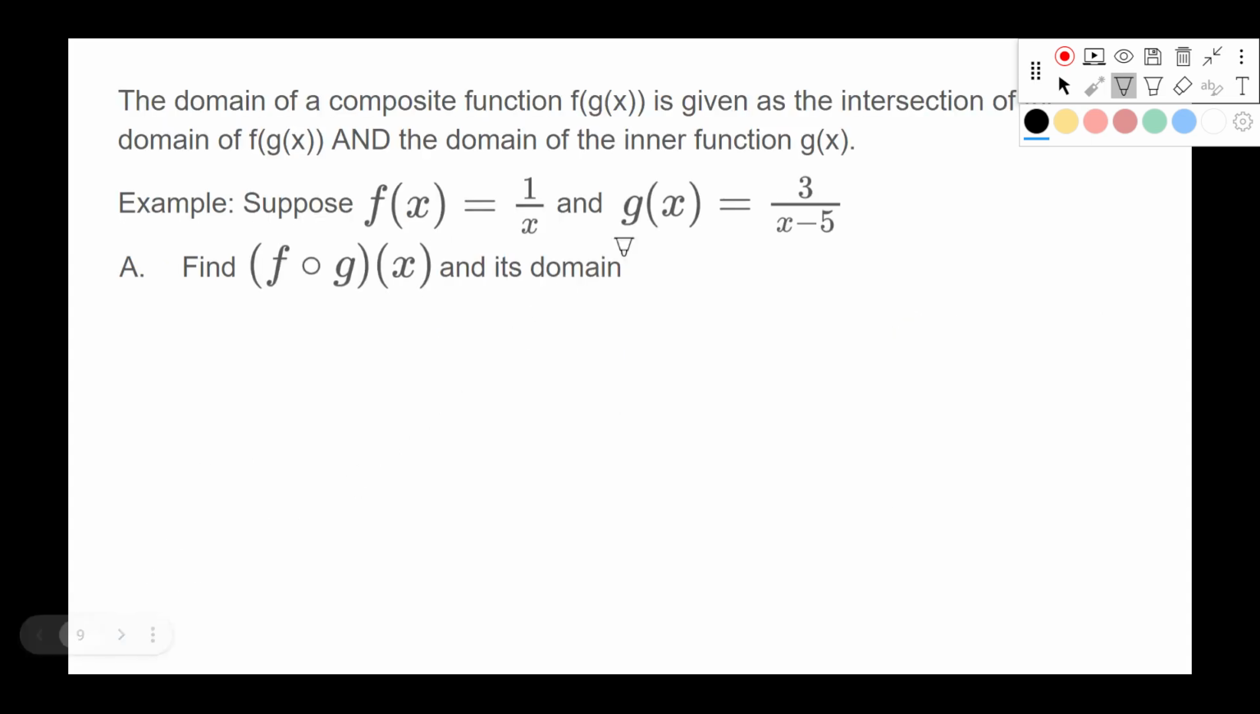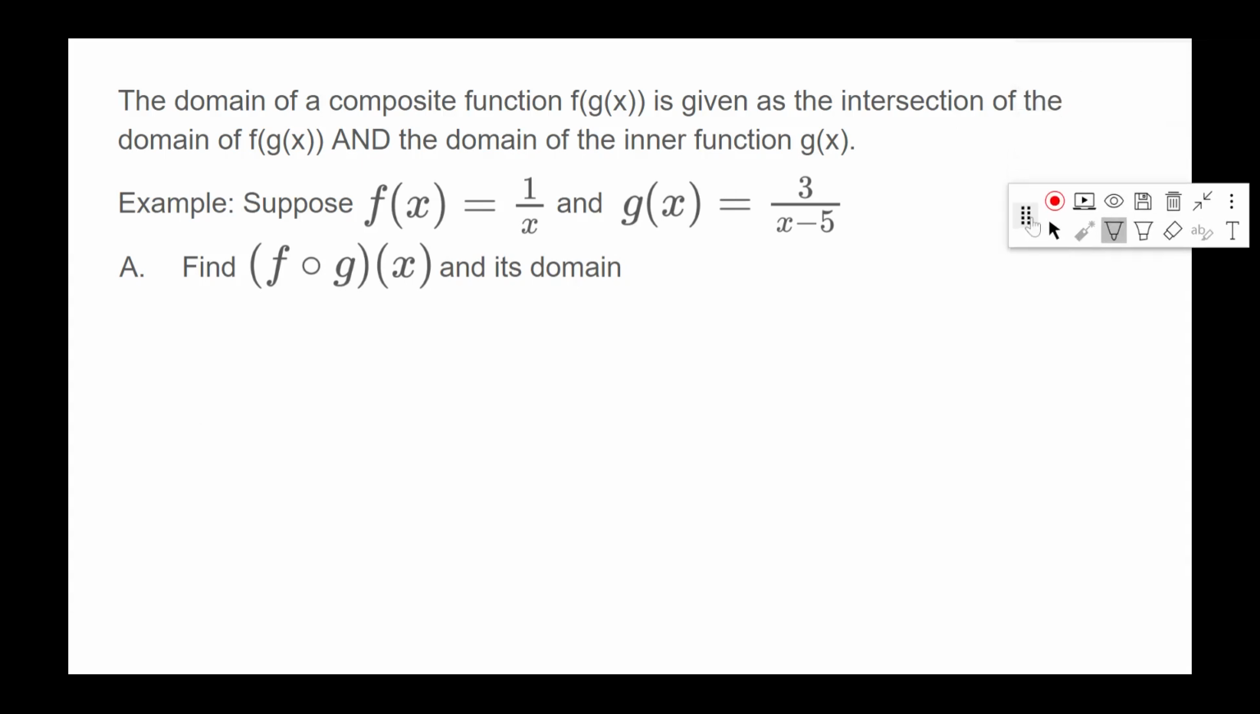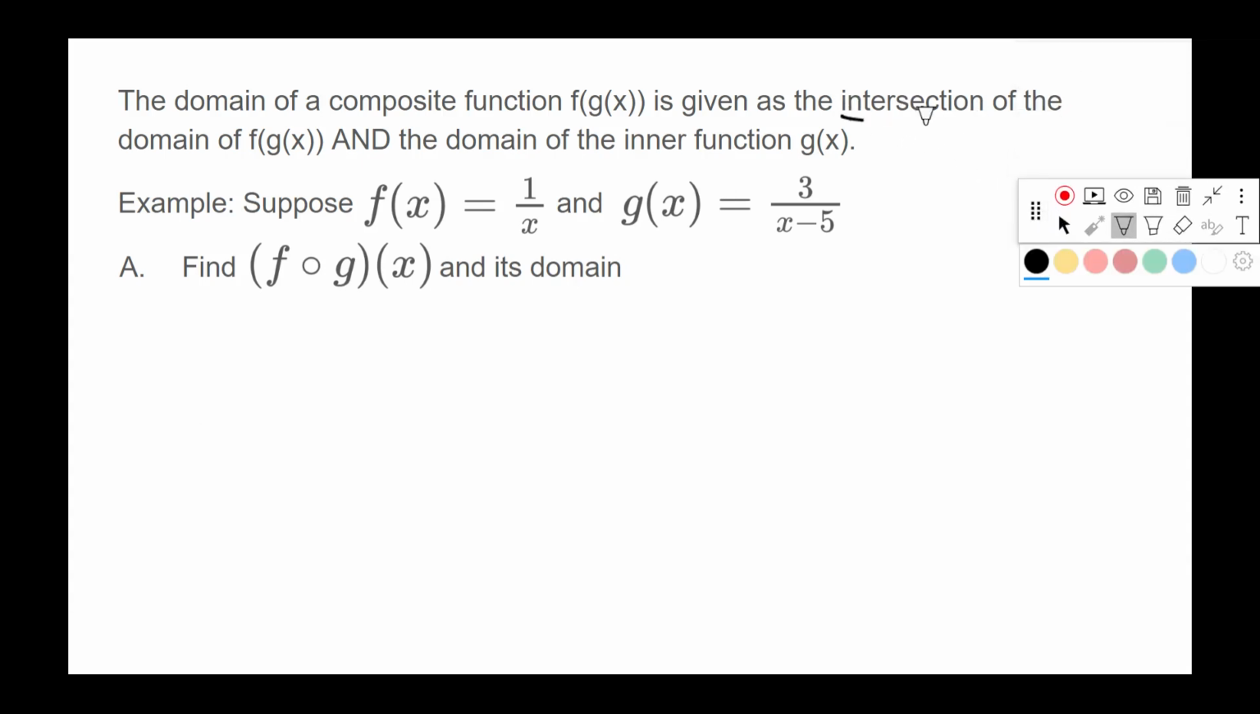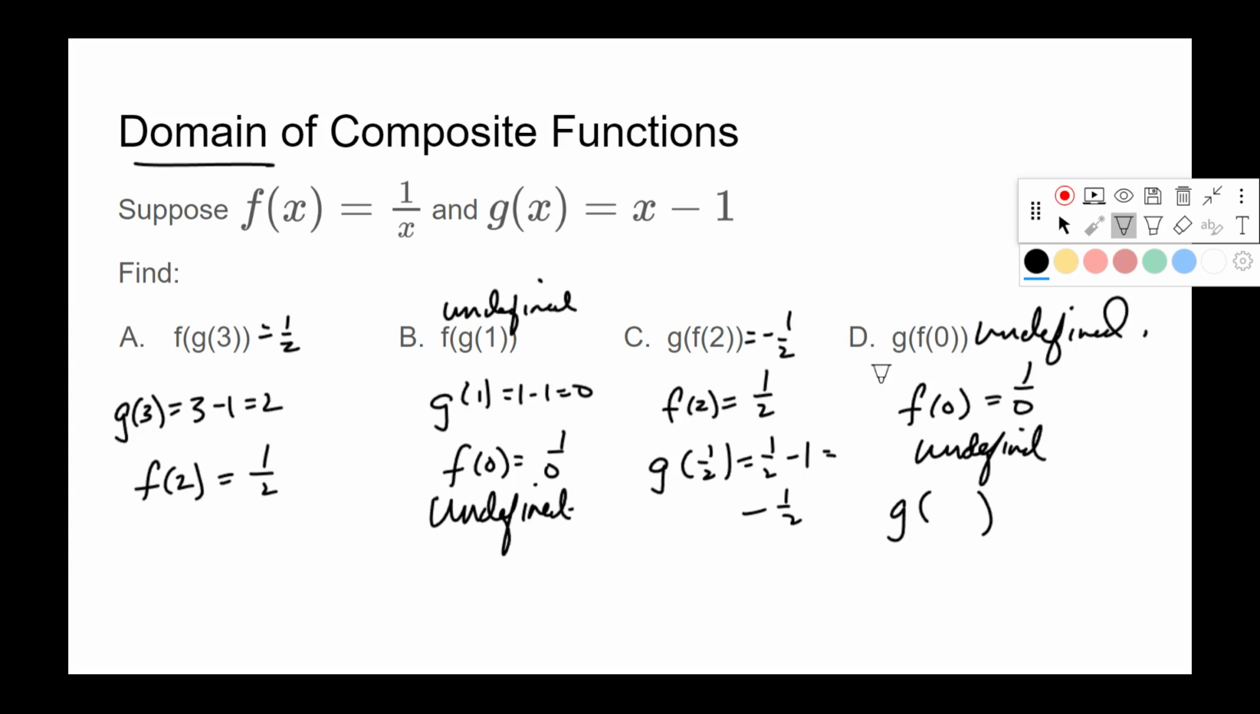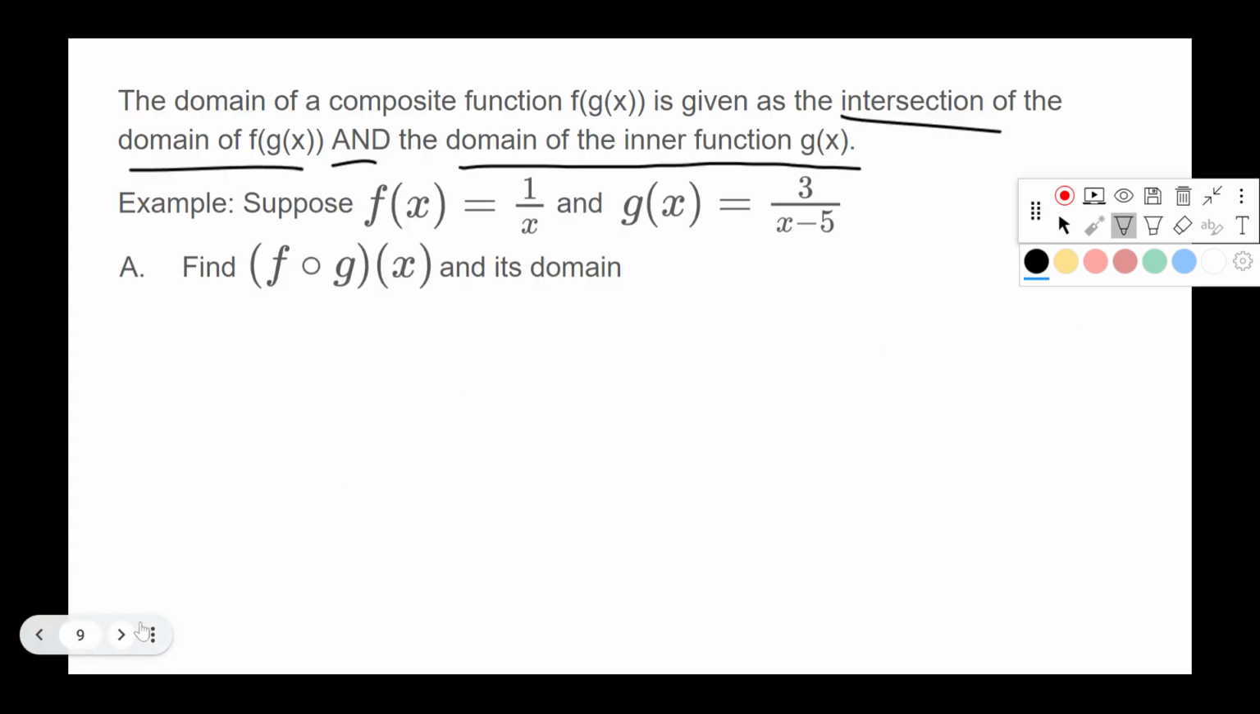Okay, so here we go. The domain of a composite function, f of g of x, is given as the intersection of the domain of f of g of x and the domain of the inner function g of x. So we just saw this a moment ago. To find the domain of a composite function, you actually need 2 different domains. You need to make sure that the value can be plugged into the inside function first, just like we did on the previous slide with g of 0. Remember, f of 0 we couldn't find, so we never made it to step 2.